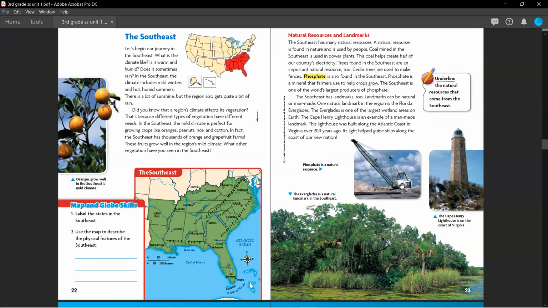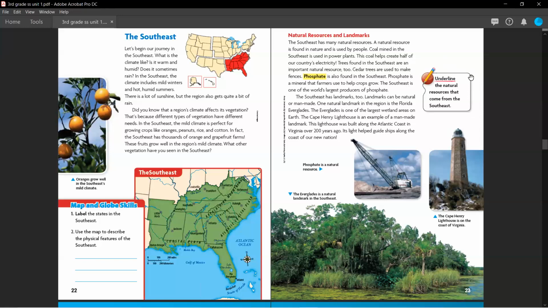Phosphate is a natural resource. So over here we can see that they're mining or they're digging for it. The Everglades is a natural landmark in the Southeast. So this is something that's already part of the earth. This is not something that somebody made. So this is a natural landmark. And over here we see a man-made landmark. So something that had to be built there, which is the Cape Henry Lighthouse.